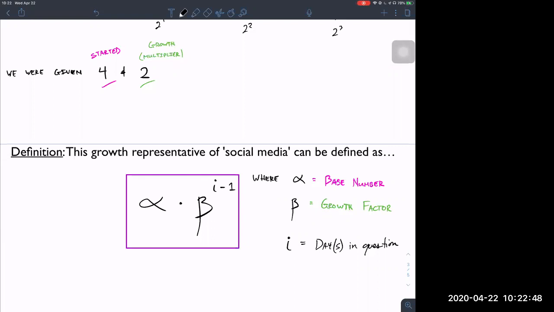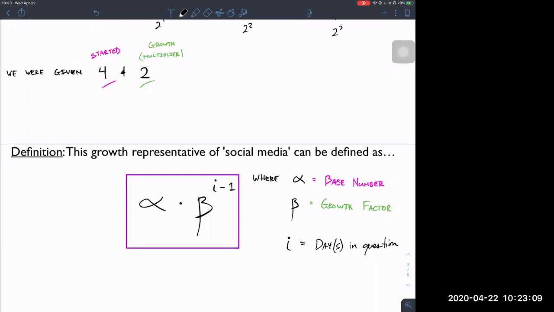keeping that in mind, what if I asked you questions? Did I write them down in the Google Doc here? Definition, sigma notation. I'm gonna write it here really quick.